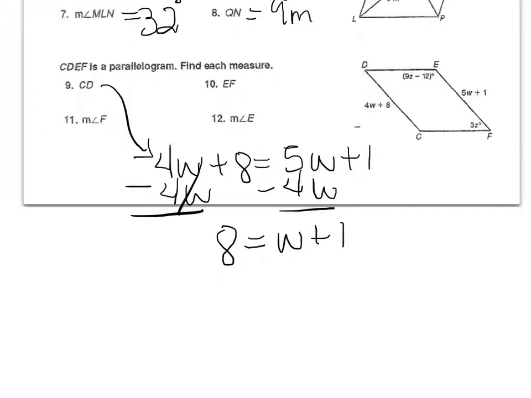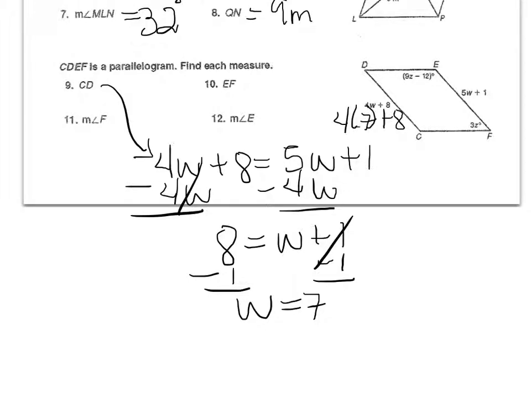And then subtract 1. So how much is W? 7. So W equals 7. But they want the length of CD. So what do I do with that? Plug it in. There you go. So you plug the 7 into CD. So here it is going to be 4 times 7, and then plus 8. So how much is that? 28 plus 8? 36. That's right, so this is 36.